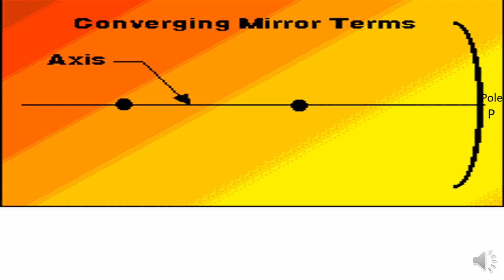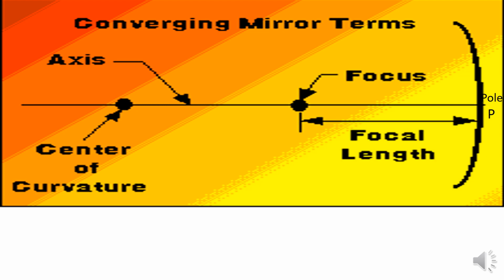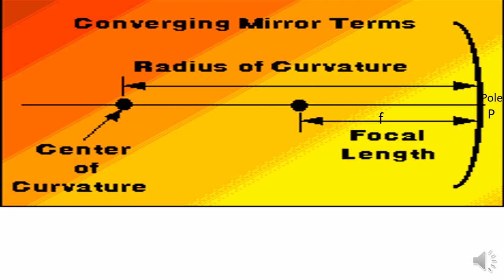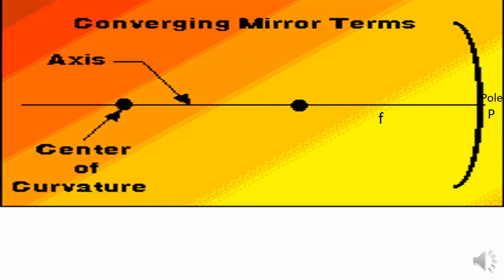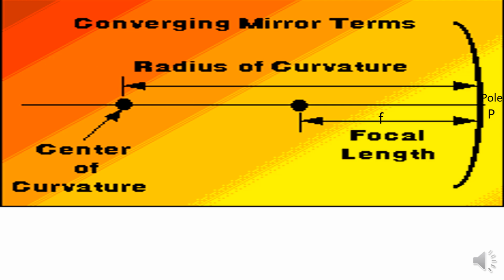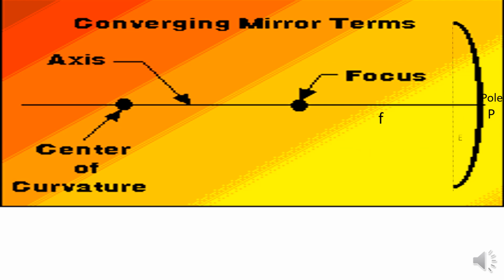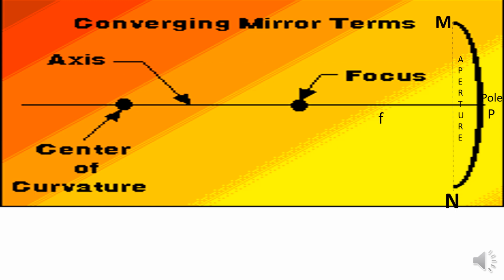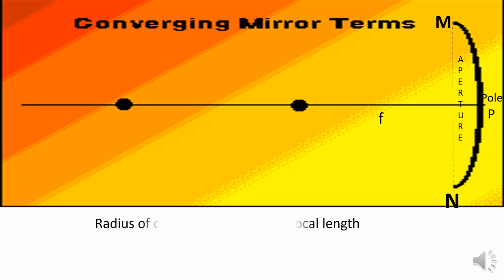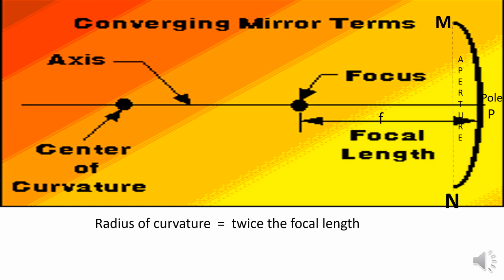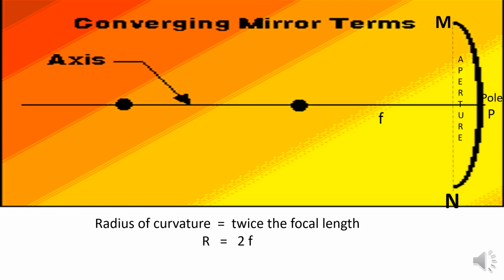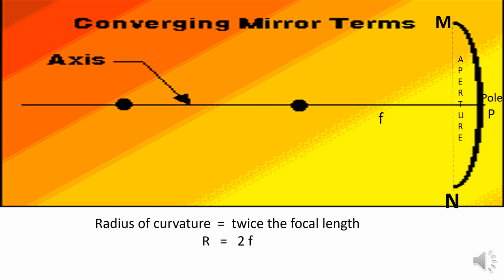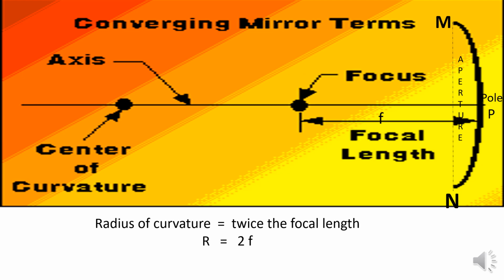The distance between the pole and the principal focus of a spherical mirror is called the focal length, represented by the small letter f. The reflecting surface of a spherical mirror is by and large spherical, hence has a circular outline. The diameter of the reflecting surface of a spherical mirror is called its aperture, represented by the distance MN. For spherical mirrors of small apertures, the radius of curvature is found to be equal to twice the focal length, mathematically represented as R = 2f, which implies that the principal focus of a spherical mirror lies midway between the pole and the center of curvature.